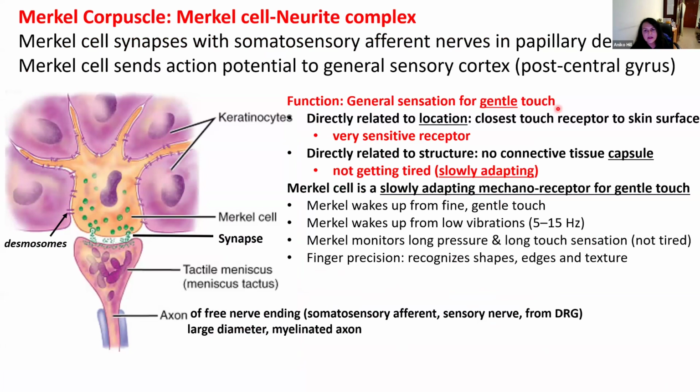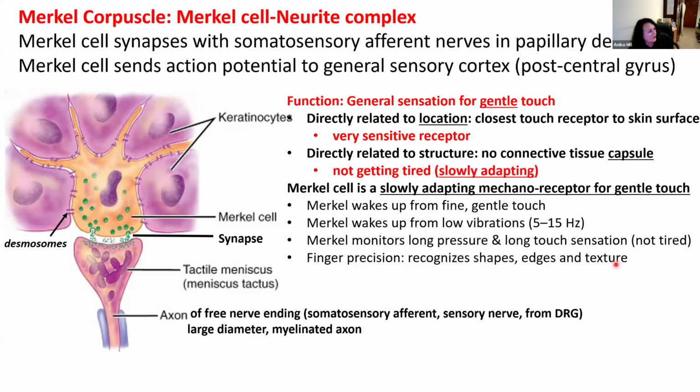Okay, this final is about just the function. It's a general sensory receptor for gentle touch. And you remember location, very close to the surface. This is the closest because it's in the epidermis, so therefore very sensitive, and it doesn't have a capsule, so it's not getting tired, so it's a slowly adapting mechanoreceptor for gentle touch. So wakes up from fine and gentle touch, wakes up from low vibration, monitors long pressure because it doesn't get tired, and it's also involved in finger precision, recognizing shapes, edges, and textures.